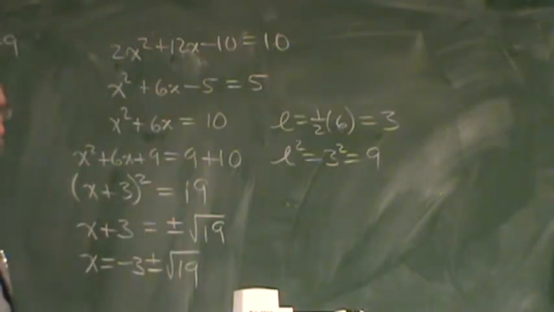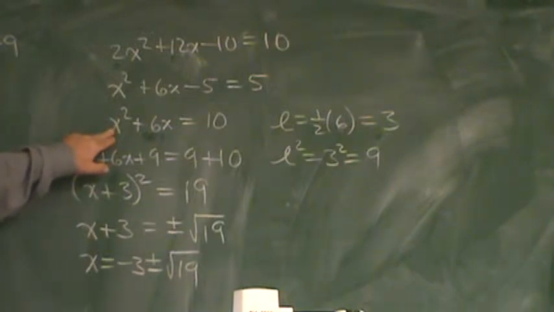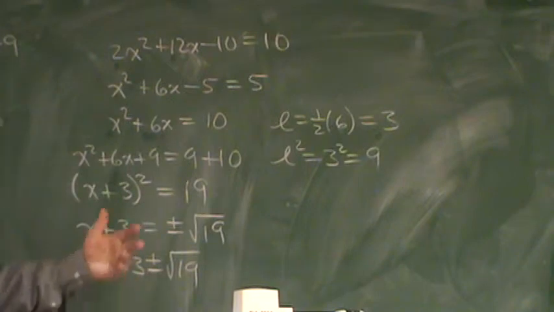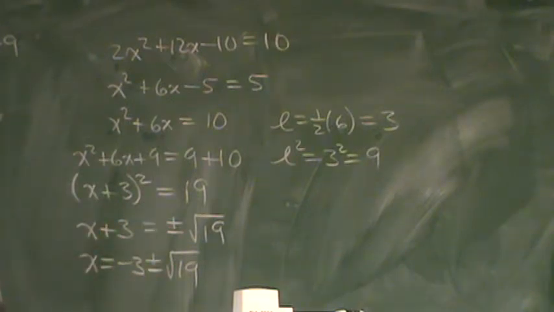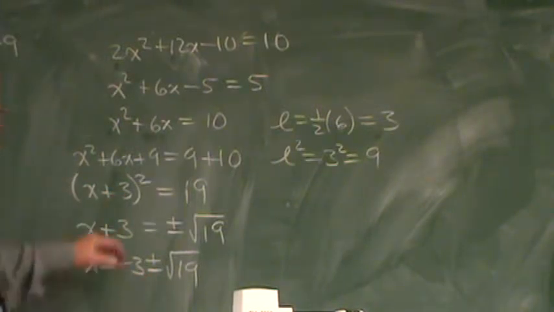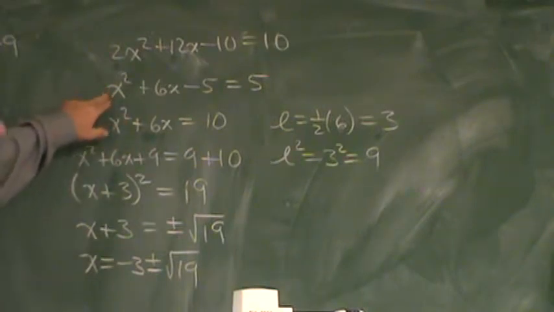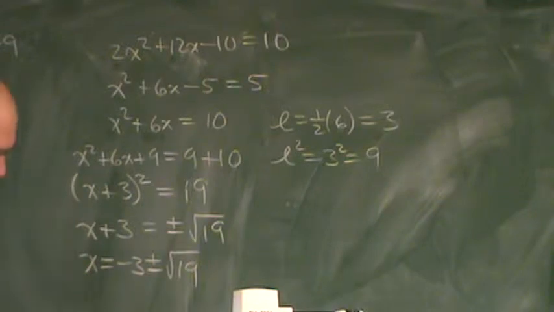Okay? Basically, you take half of this number after you make this coefficient 1. Okay? Officially, that's going to be half of B over A. Sometimes the A might be 1, and if A is 1, it doesn't matter. If it's not 1, remember, your first step is to make the coefficient of x squared 1. Okay? Alright.